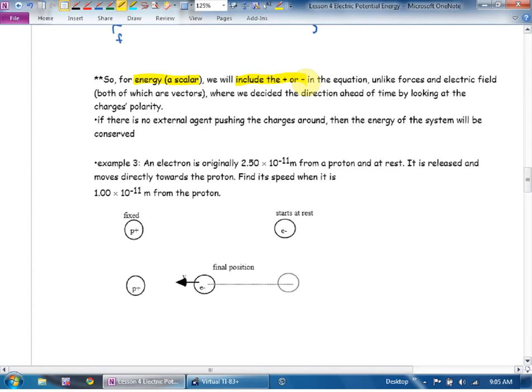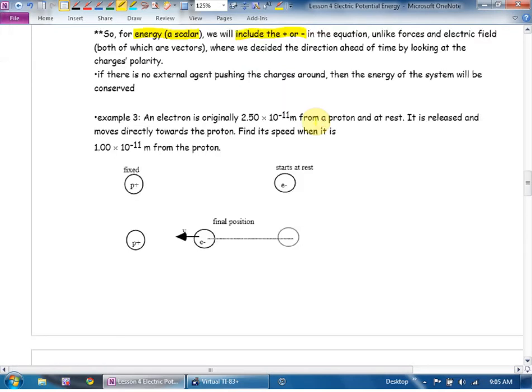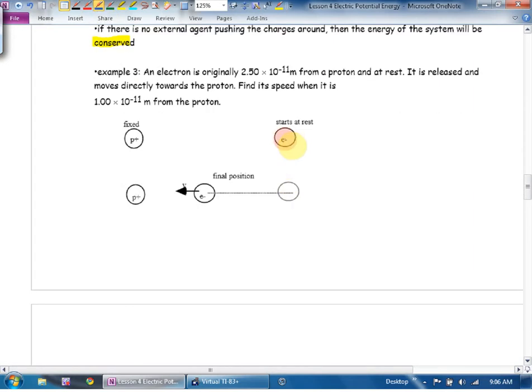Now, if there is no external agent pushing the charges around, if the charges are moving in the way that they want to, then the energy of the system will be conserved. Example 3. So we have an electron here. It starts at rest. Here's a proton. Which way does this electron want to move if it could? To the left or to the right? To the left. Unlike charges attract.